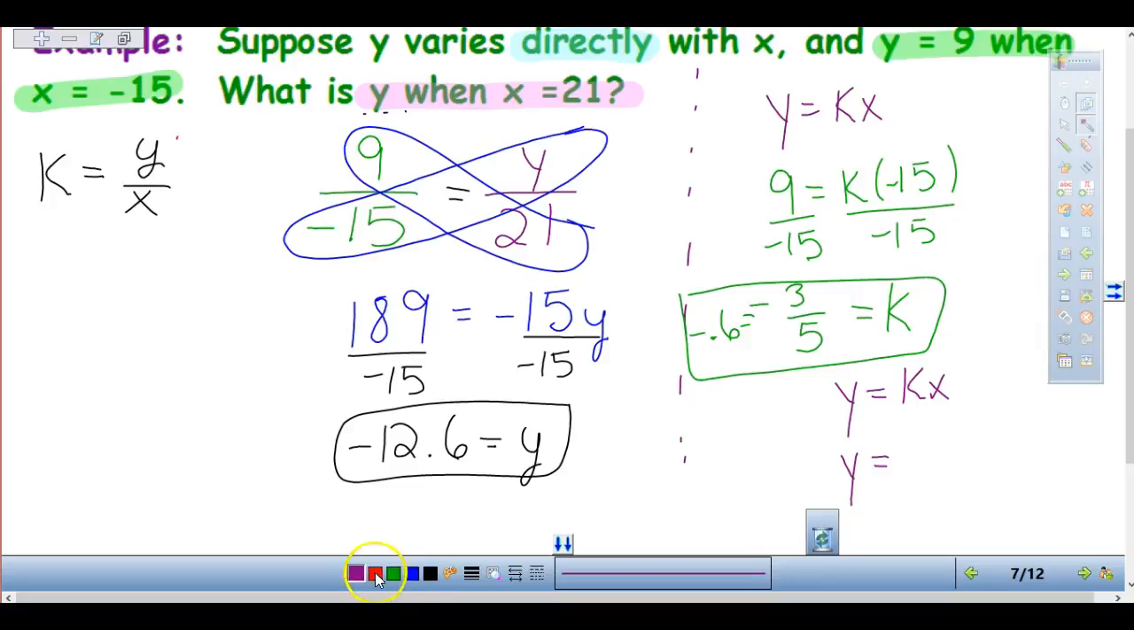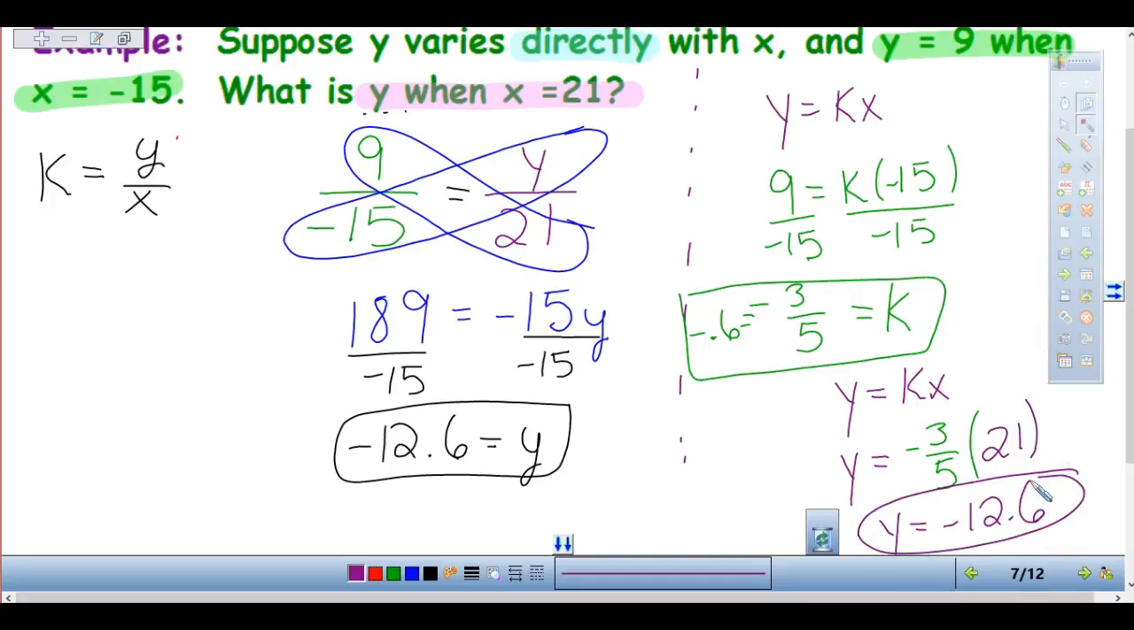Yeah, -3/5 or the negative point, whatever you want to use. The 0.6 is fine too. Do I know what x is? 21. So now I multiply those. And how do you multiply that in your calculator? How do you put that in? If you don't have a fraction button, how do you do it? Yeah, so take -3 divided by 5, multiply by 21. So just divide it and multiply it twice. And when you do that, you should get -12.6.